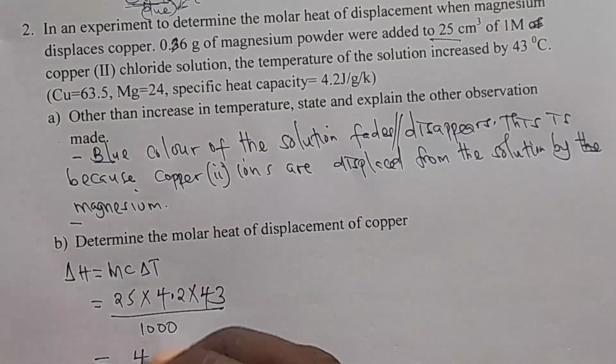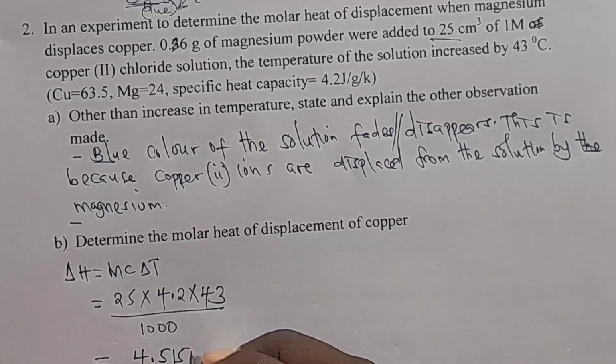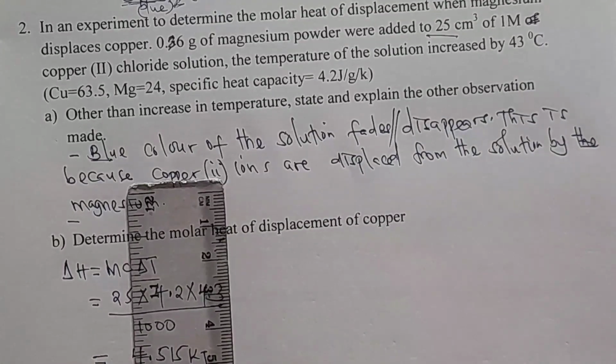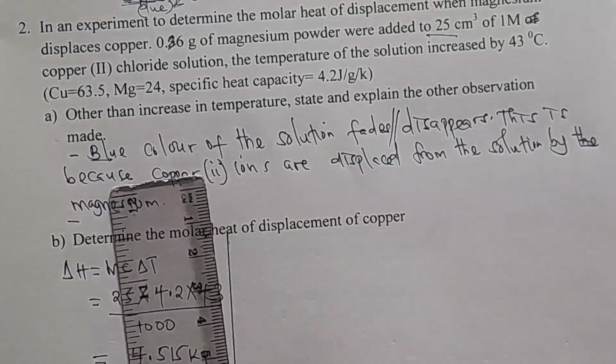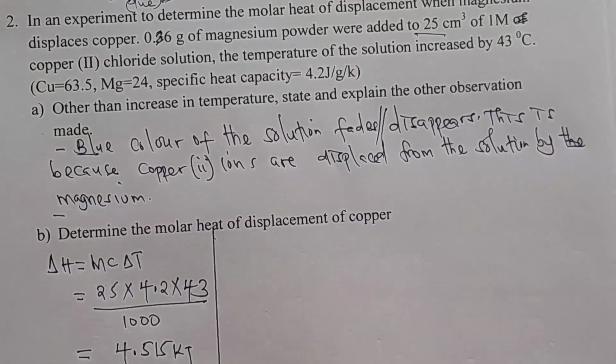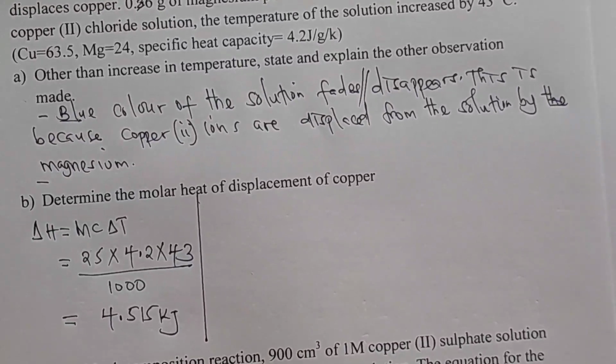So we are going to get 4.515 kilojoules. That's the first step when you're told get the molar enthalpy of displacement or molar enthalpy of solution, molar enthalpy of combustion. The first step, you have to get the enthalpy change. So we have gotten it in kilojoules.